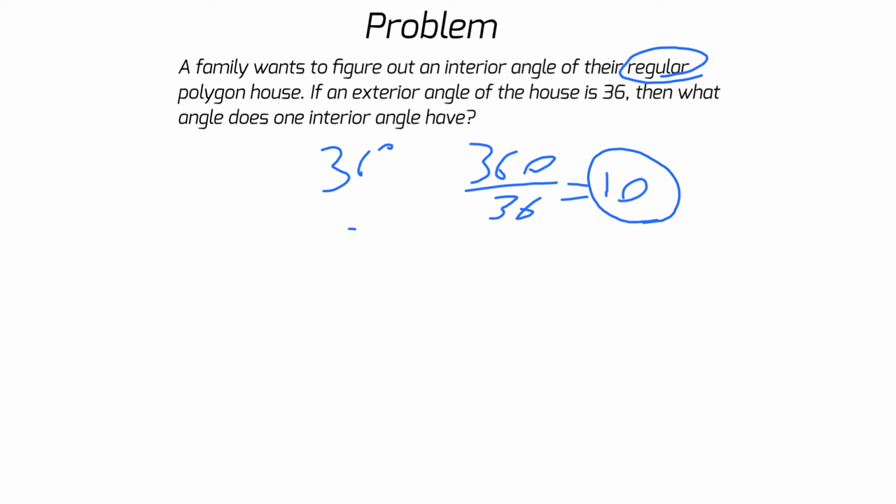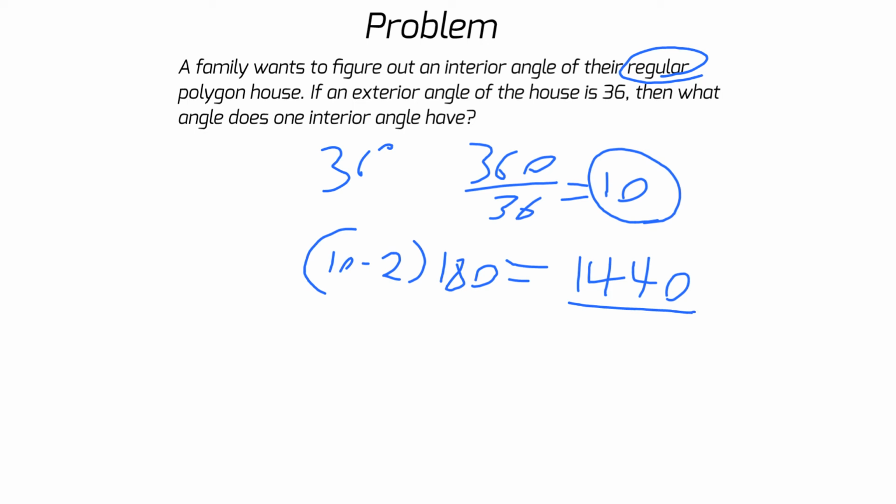So we can plug it into the interior angle sum theorem equation, which is (10 minus 2) times 180, which equals 1,440. If we divide this number by the number of sides, which is 10, we get 144 degrees, which is one interior angle of the house, answering the problem.